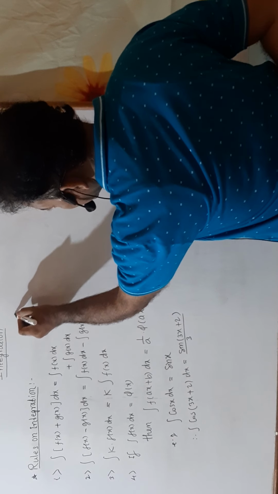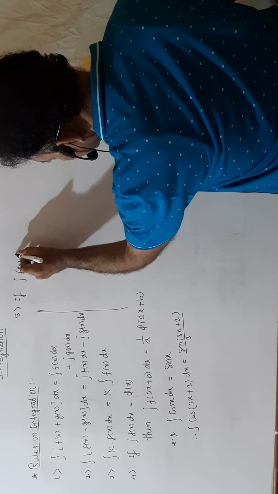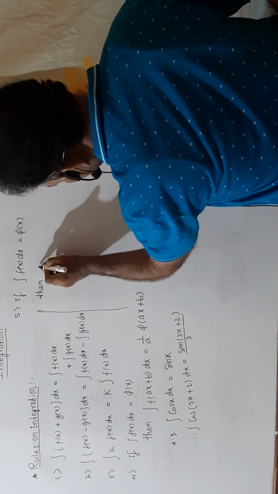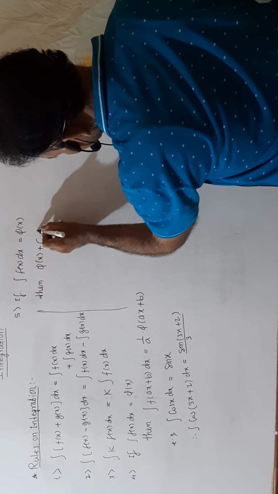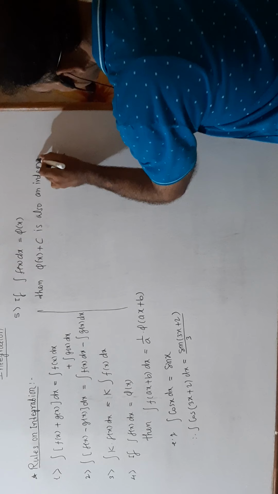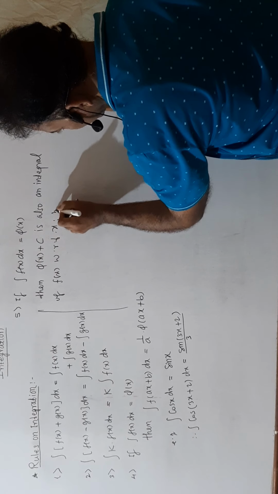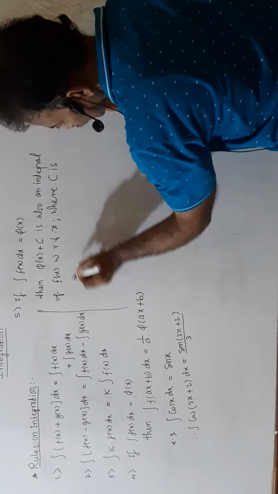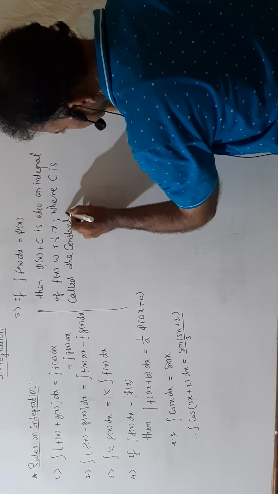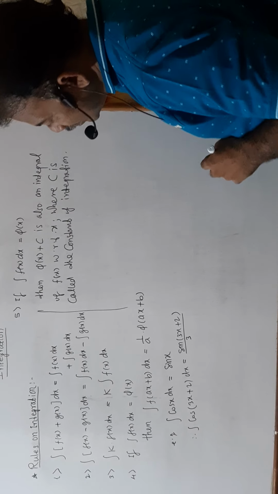Then the next rule is also very important. Fifth rule: if integration of f of x dx is equal to phi of x, then phi of x plus c is also an integral of f of x with respect to x, where c is called the constant of integration. So this is the fifth rule.